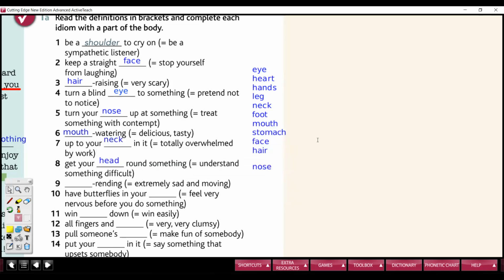Yes. What else, guys? Maybe heart rending. Yes. Heart rending. Extremely sad and moving. Yeah, their heart, because it's supposed that is when we feel our emotions, but it's not. It's the amygdala in the brain.